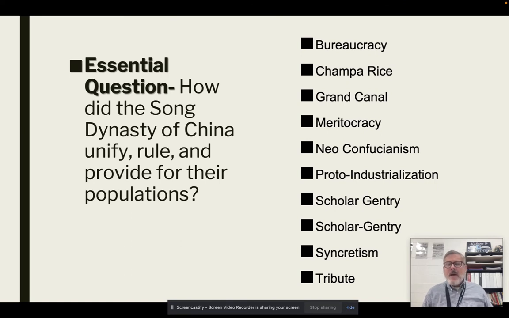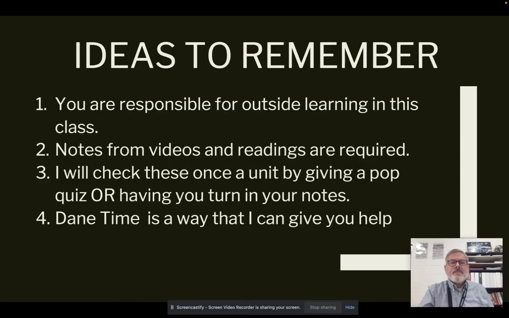So you're only going to read to page 9, and you're going to stop where it says Japan, because I'm going to take care of that in class. Okay? So I go through it, and I go back and I read the essential question. Now, key ideas to remember. 1, you are responsible for outside learning in this class. I explained that before.